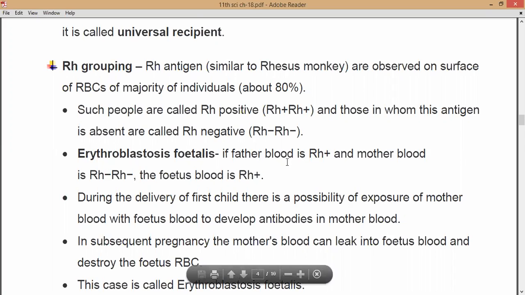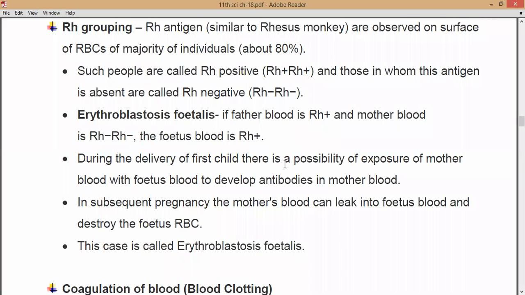Now there is erythroblastosis fetalis, right? So this is a case in which the father's blood is RH positive, right? If the father's blood is RH positive and the mother's blood is RH negative, then the fetus blood is going to be RH positive, right? So as you can see over here, this is a condition observed when the father is RH positive and the mother is RH negative, then the fetus blood is going to be RH positive, because the father's blood is passed to the mother's body.